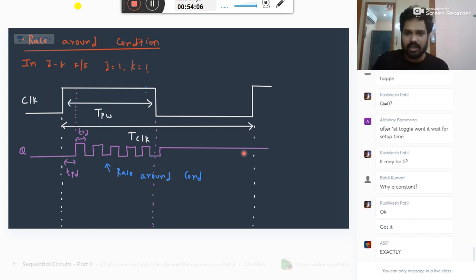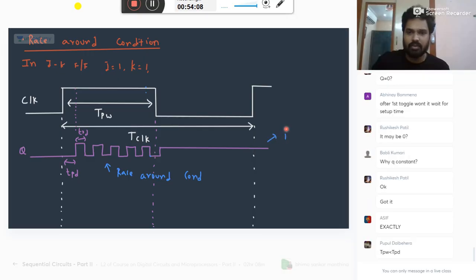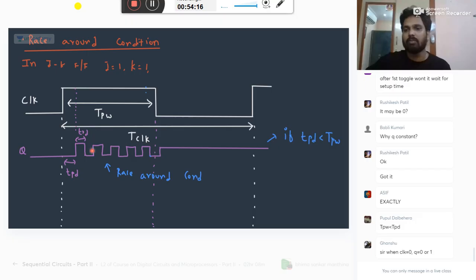So this case will occur if TPD is less than the pulse width. This pulse width is there now. If the pulse width is more compared to TPD, then only it will work. Okay, please don't comment for some time.